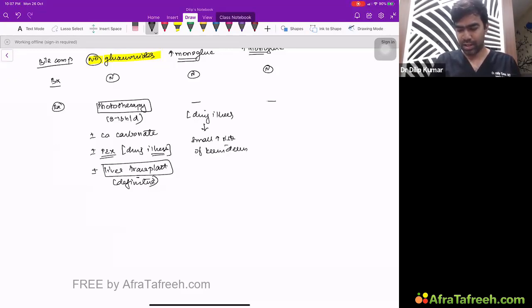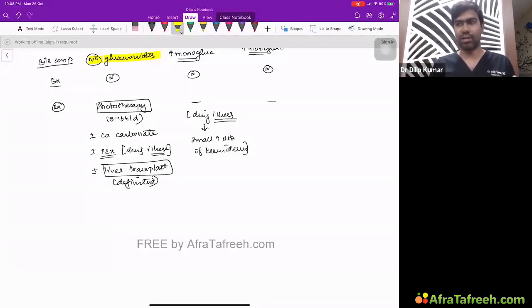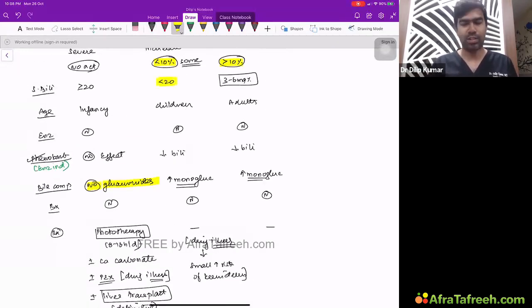Especially in the infantile period, especially if they get neonatal sepsis or something, because during sepsis, the unconjugated bilirubin will rise and albumin levels will drop. So that is the time where unconjugated bilirubin can become more than 20. Remember, usually it will be less than 20 in these disorders.